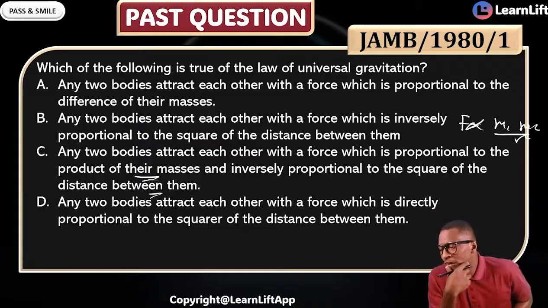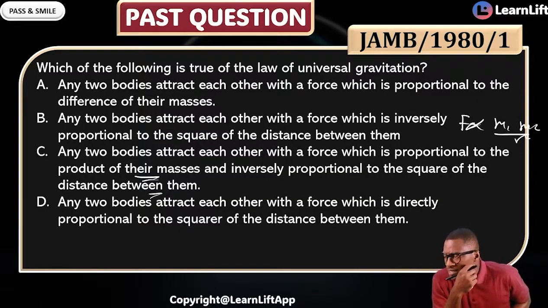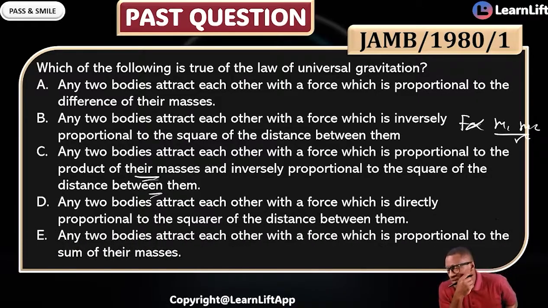Any two bodies attract each other when a force is directly proportional to the square of their distance between them. Option D said any two bodies attract each other with a force which is proportional to the sum of their distance. The one that is complete is option C.